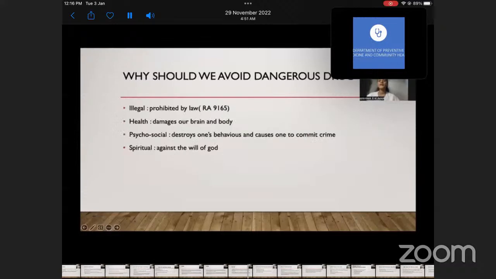Why should we avoid dangerous drugs? Illegal: prohibited by law, RA 9165. Health: damages our brain and body. Psychosocial factors: destroys one's behavior and causes one to commit crime. Spiritual: against the will of God.